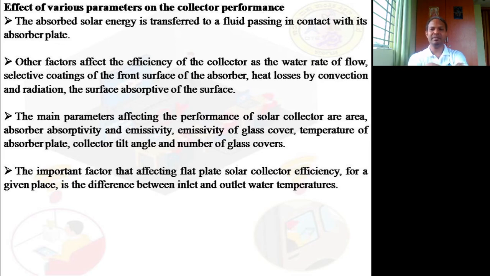The main parameters affecting the performance of a solar collector are the area of the absorber plate, the absorber absorptivity and emissivity, as I have already discussed, and the emissivity of the glass cover. It should have a lower emissivity so that it allows the solar radiation to pass through it.